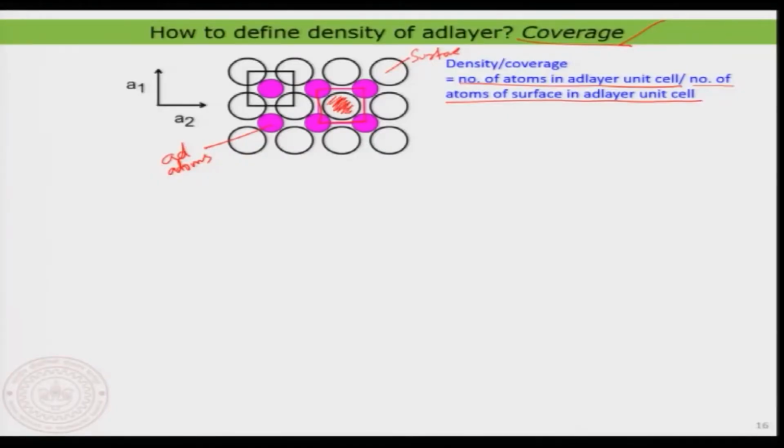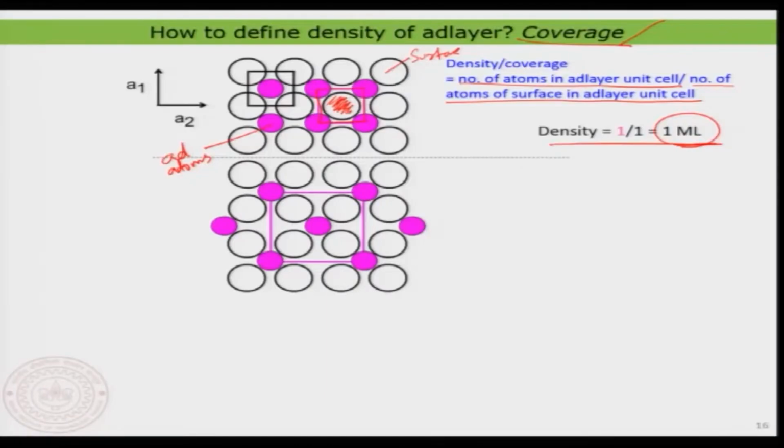Now, you can see that just one atom from the surface is occupying the area of the adlayer lattice. So, for this particular case the density or the coverage is 1 by 1, that means it is 1 monolayer. A monolayer, typically ML, is the unit for this, and 1 monolayer represents that the surface is completely covered, meaning that every single surface atom is occupied by one adlayer atom.